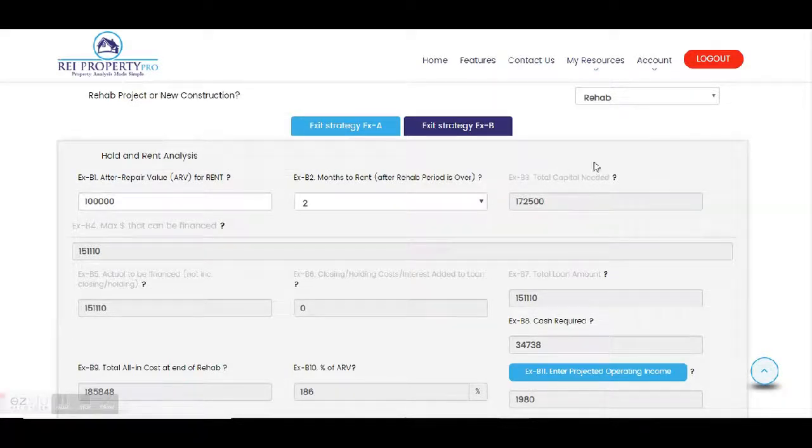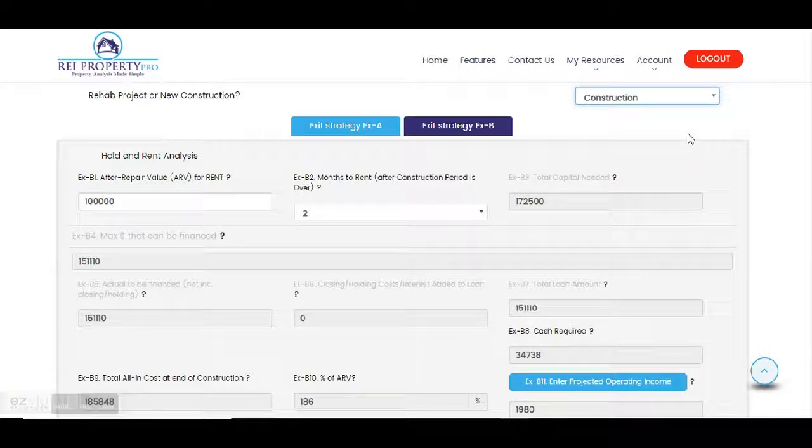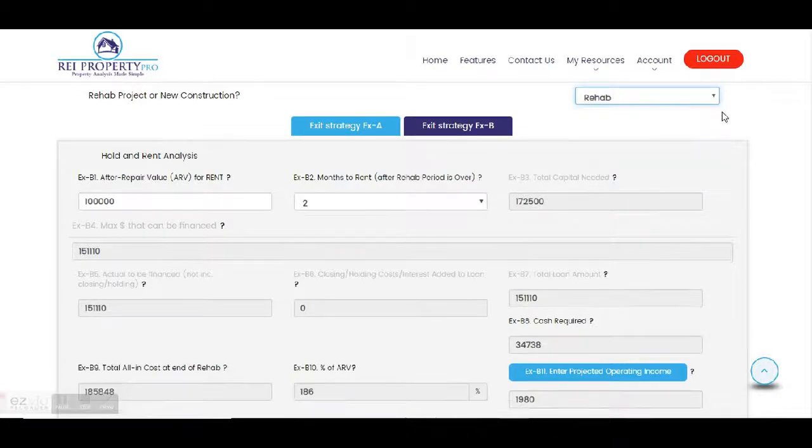And you can review this exit strategy as a construction deal or as a rehab project. We're going to leave it as a rehab project. Okay, now the ARV, your after repair value. This exit strategy is different than the fix and flip exit strategy because if you started from the deal analyzer, this number will populate here for you.